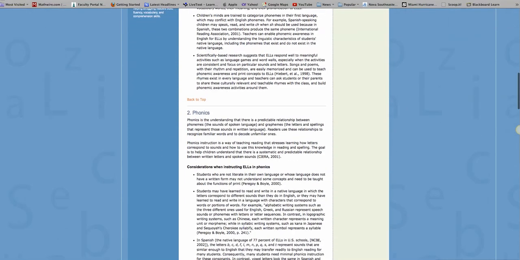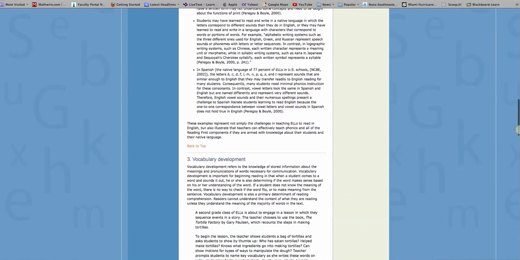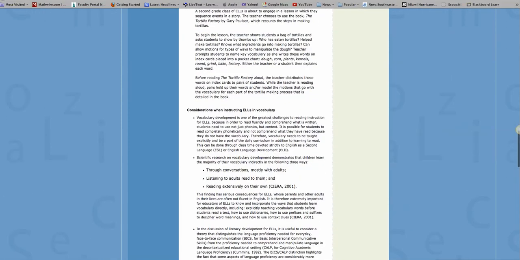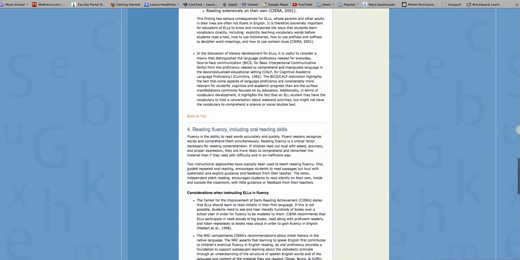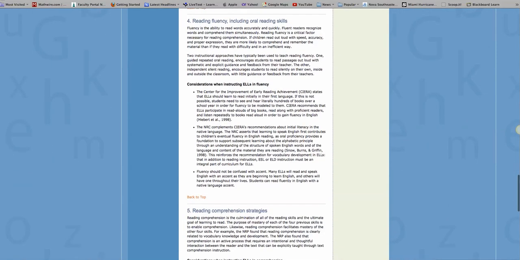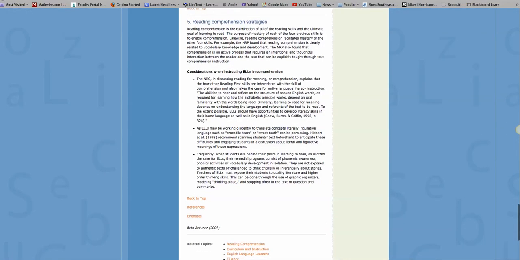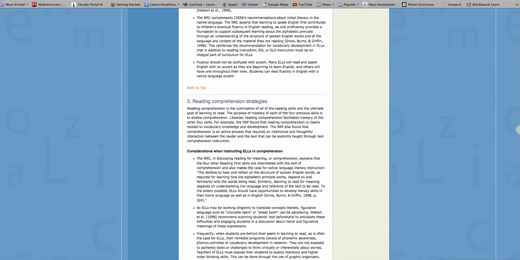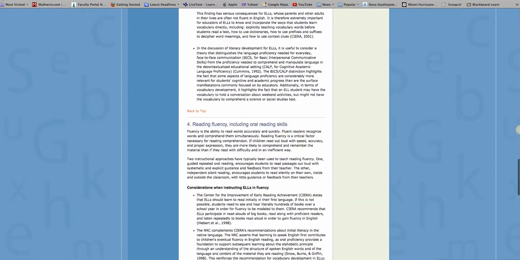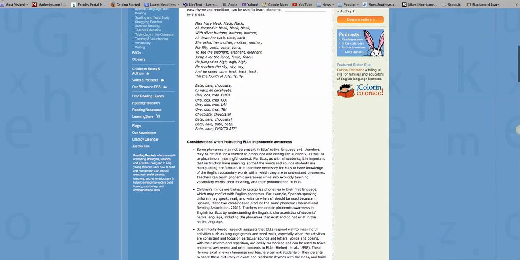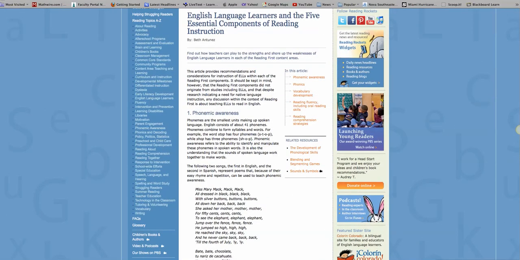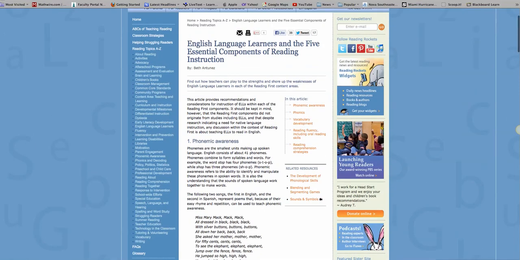They go on to do the same thing in phonics, vocabulary development, through reading fluency, and comprehension strategies. So what you really have are the big 5 in reading, what we consider to be the big 5, now being discussed not only for their value standing alone, but the considerations and the importance of what to address when working with English language learners. So please take time to look at that.